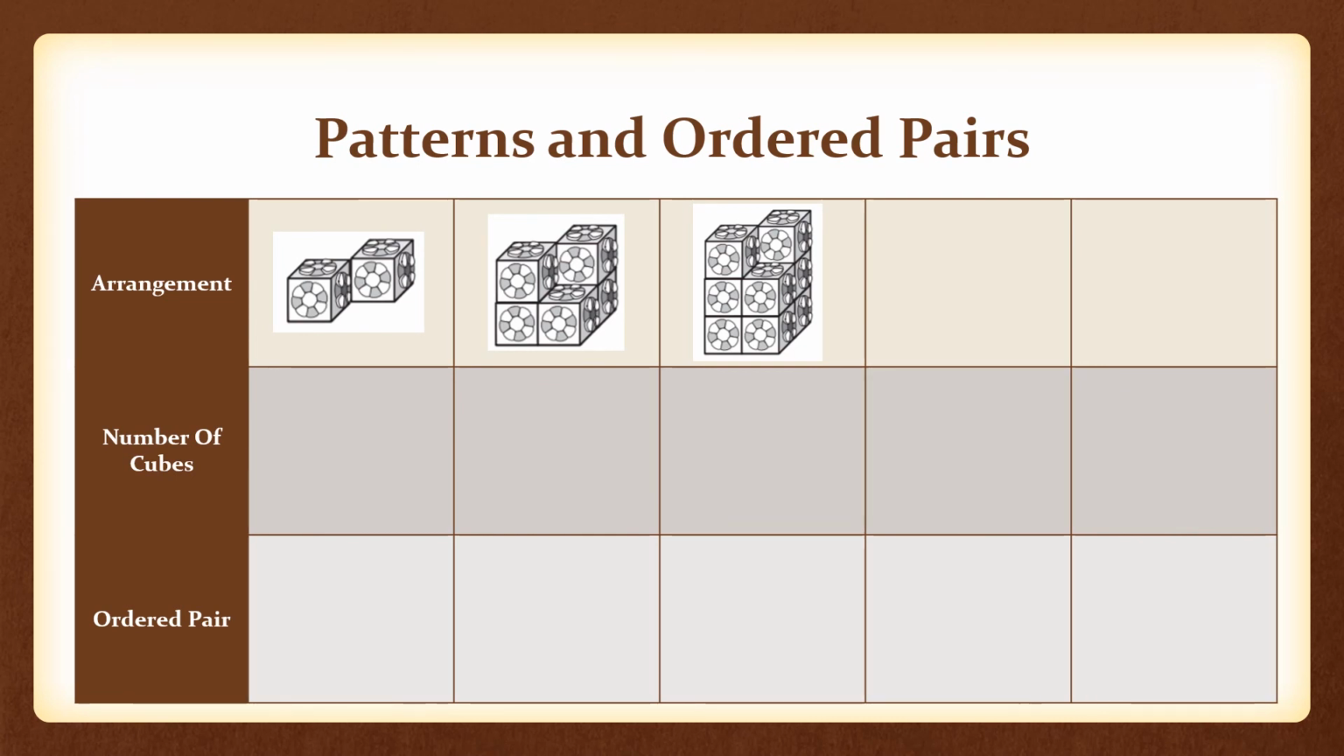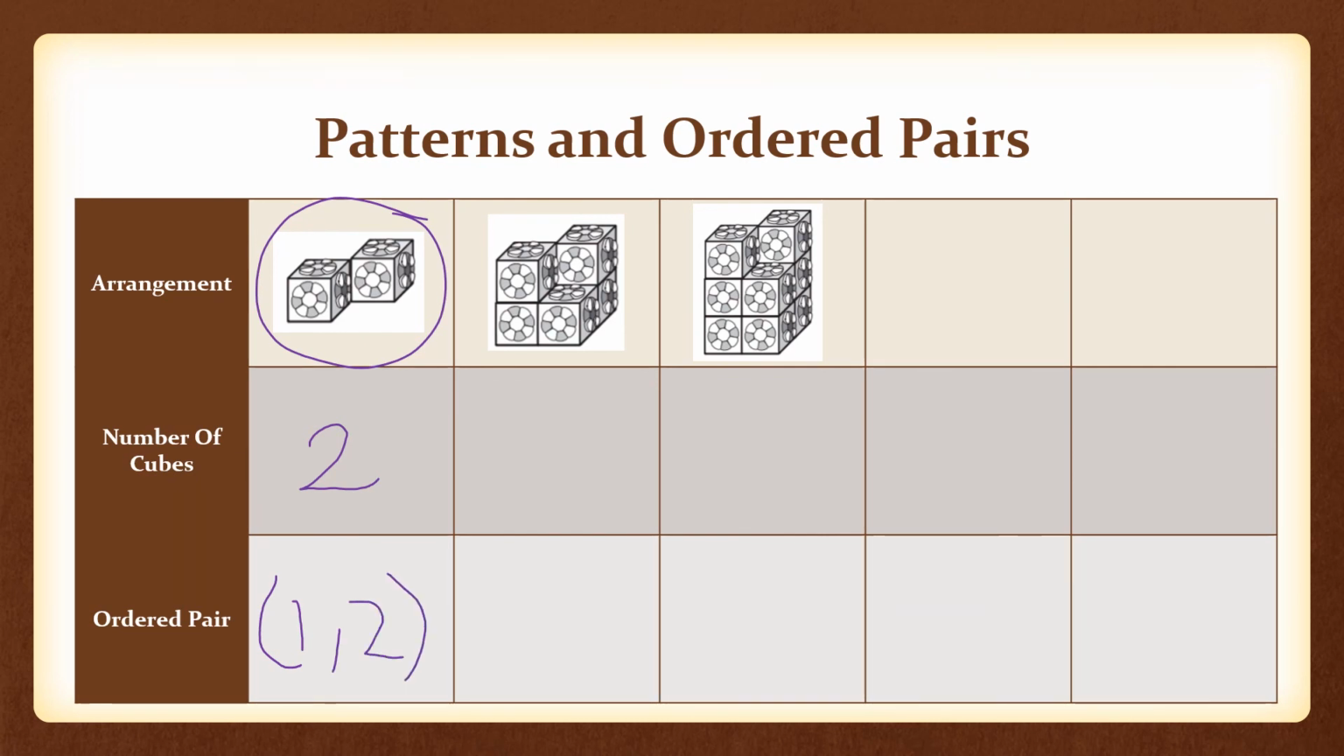So let's look at arrangement number 1. Okay, there are how many cubes in arrangement number 1? That's right, there are 2 cubes. So the ordered pair, because this is arrangement number 1, will be 1, 2.